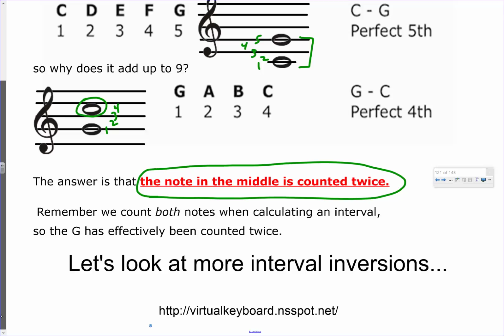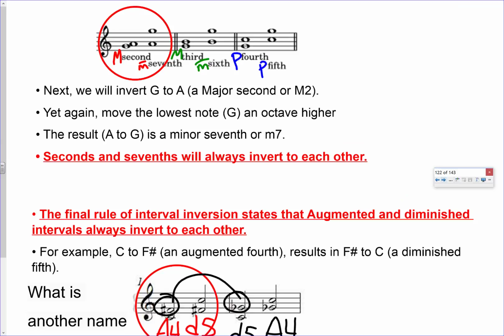So now let's look at some more interval inversions. Now let's invert the G to an A, which is a major second. If we take the lowest note, G, and move it an octave higher, the result is now an A up to a G, which is a minor seventh. So now we've figured out that seconds and sevenths will always invert to each other. And there's our rule of 9. 2 plus 7 equals 9.